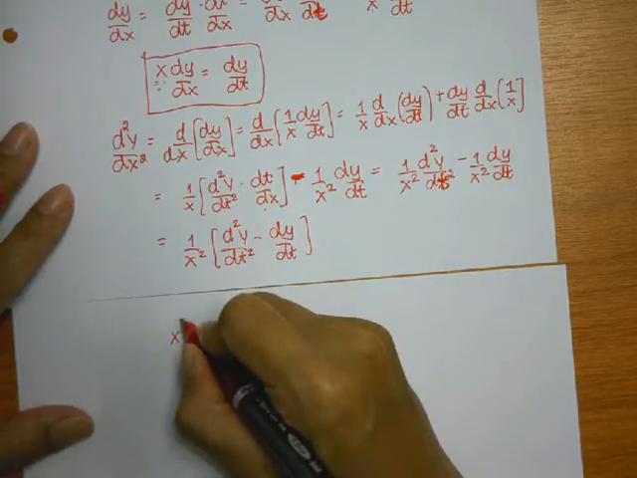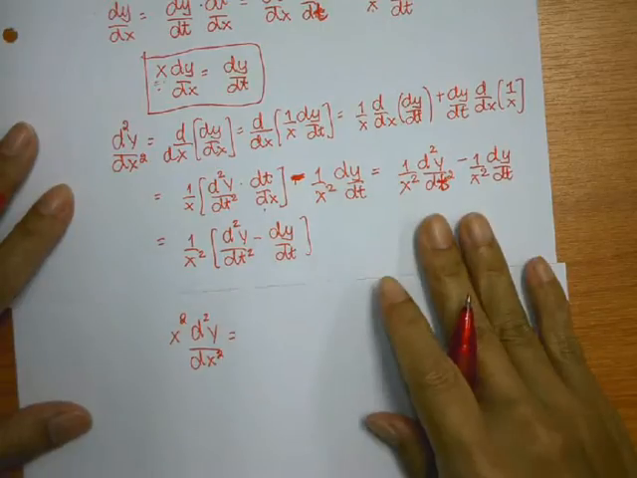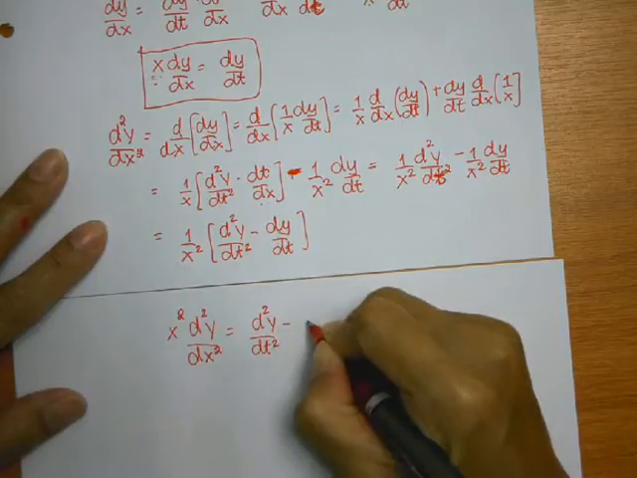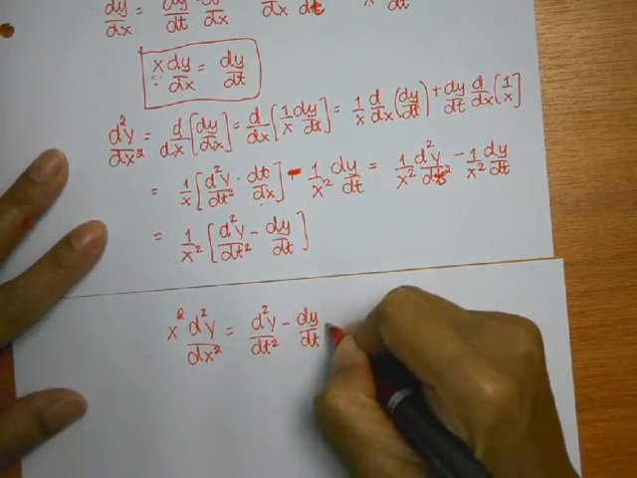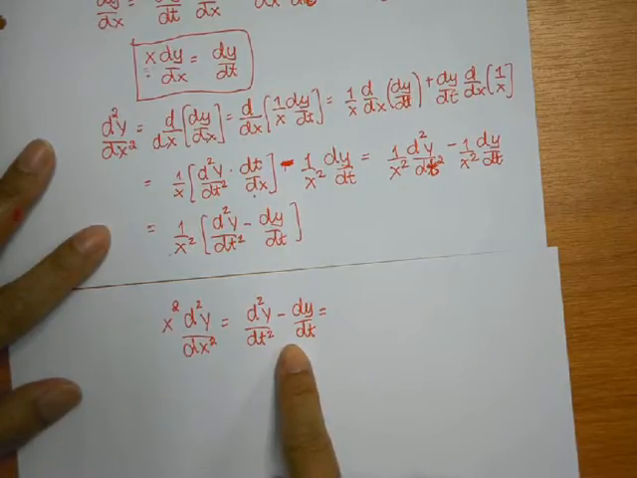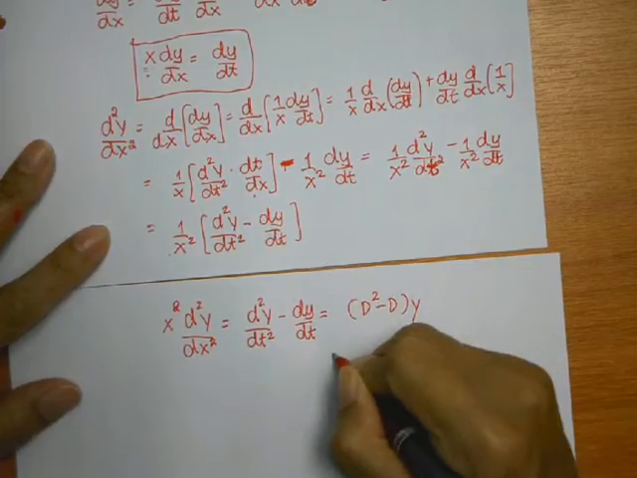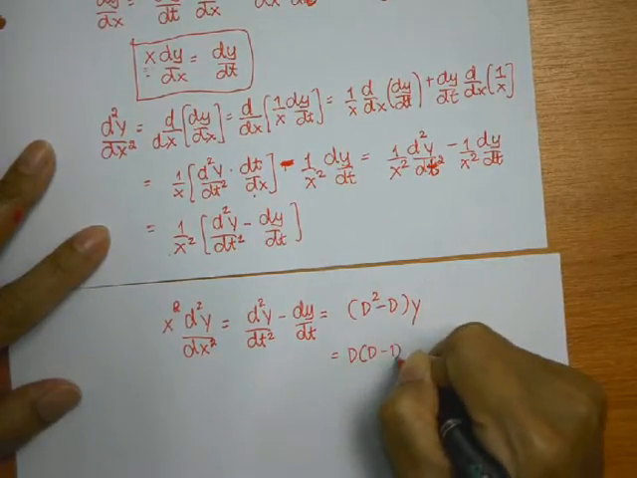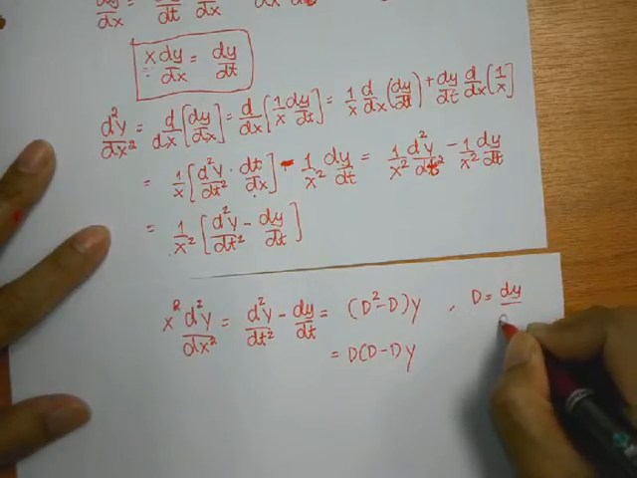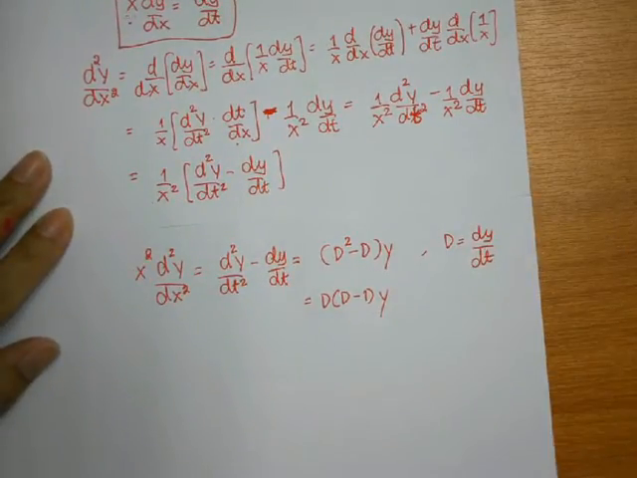I would get x squared times the second derivative of y by x on the right hand side. I want to write it down in terms of the operator D. Now our D is defined as dy by dt, not by dx, okay? It's turning to by dt, right?